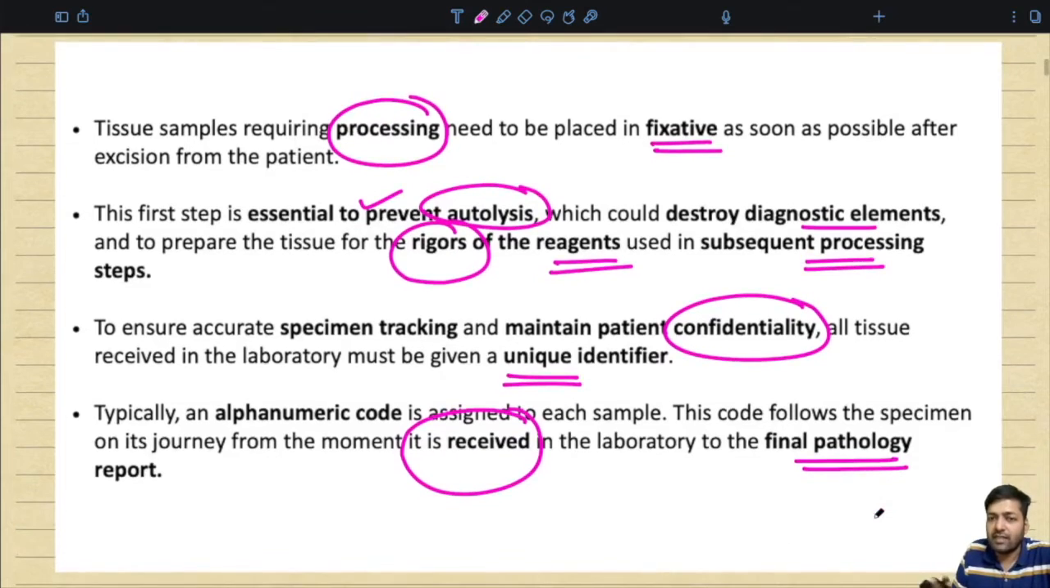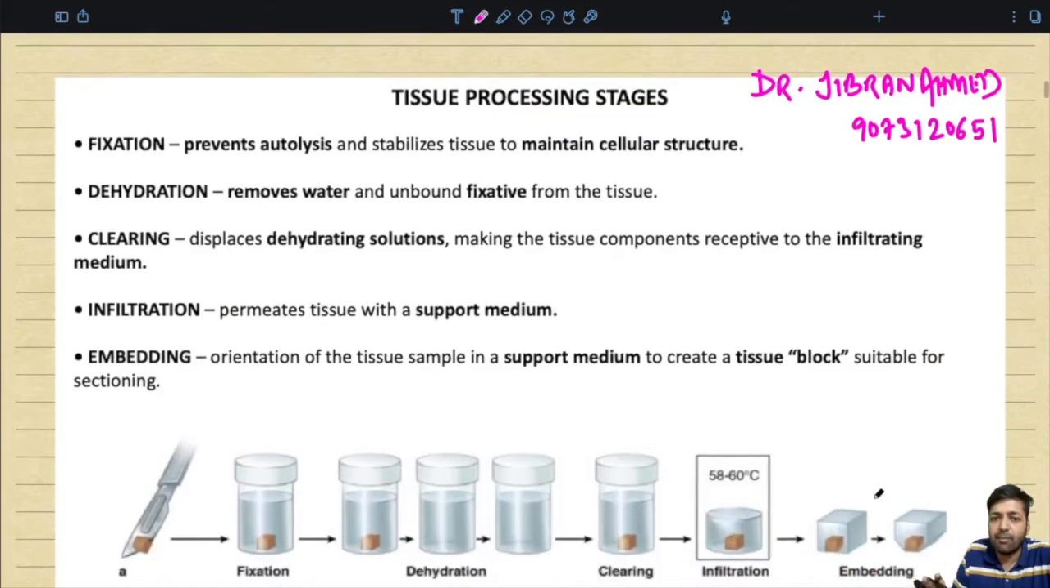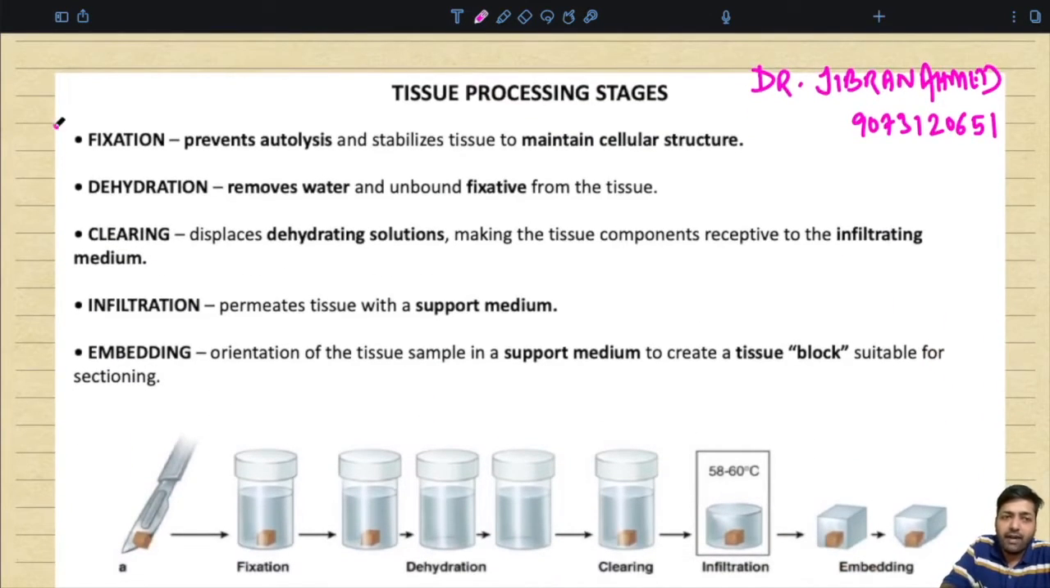We have already read in detail about fixation of the tissues in the previous lecture, so we are just revising. What is the basic outline of the steps of tissue processing? This is just the basic outline. We have already read about fixation, which prevents autolysis and stabilizes the tissue to maintain the cellular structure.